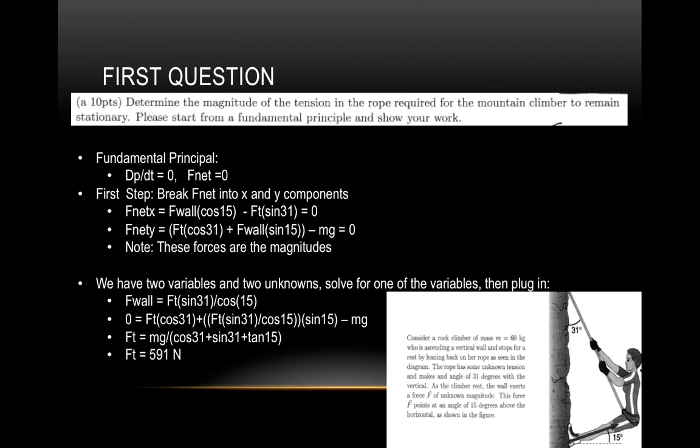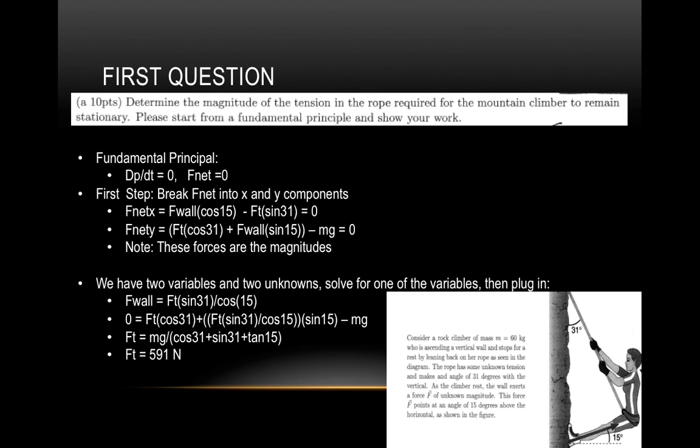The first variable we're going to solve for is the force of the wall. So using some algebra, we get that the force of the wall is equal to the force of tension times sine 31 divided by cosine 15. And that is just gotten from this first equation, Fnet in the x. Then we plug F-wall into the equation for Fnet in the y, and we get this one right here: Ft cosine 31 plus Ft sine 31 divided by cosine 15, all times sine 15, minus mg equals 0.